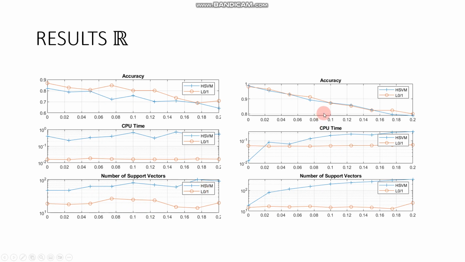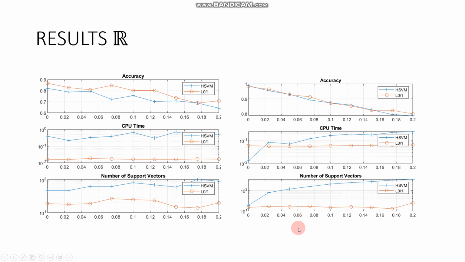This is also valid for another dataset that I implemented my algorithm on. Here we do not observe a very important difference, but still L01 SVM performs well in the accuracy case, and also for the CPU time and the number of support vectors, still our brand new SVM performs better.